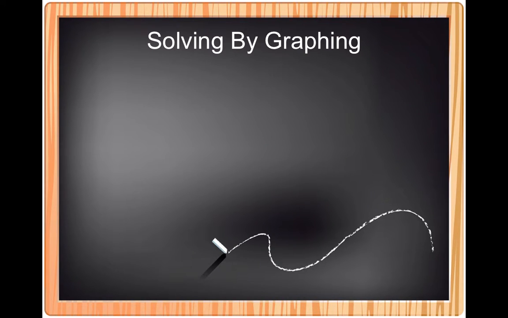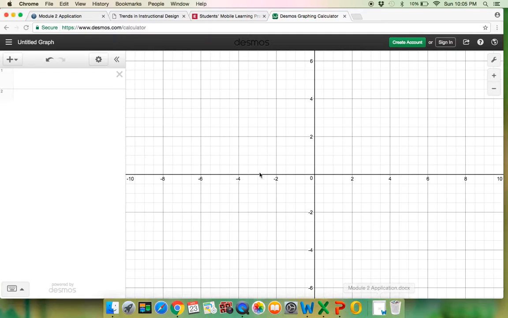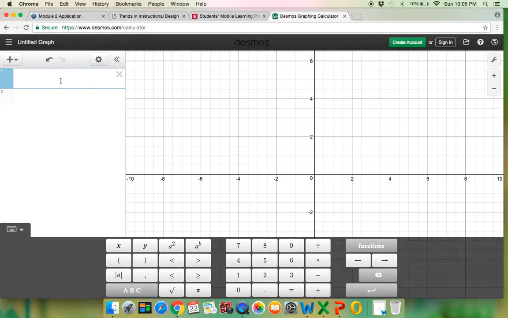Quadratic equations can also be solved by graphing. We'll use the online graphing calculator from Desmos.com to demonstrate, but if you have a graphing calculator, the steps of finding the solution remain the same. Let's use the examples we solved previously. We need to type the equations on the left side. So let me type it.